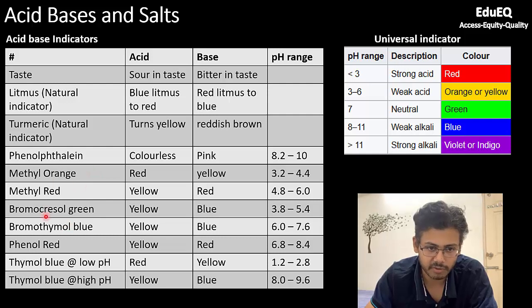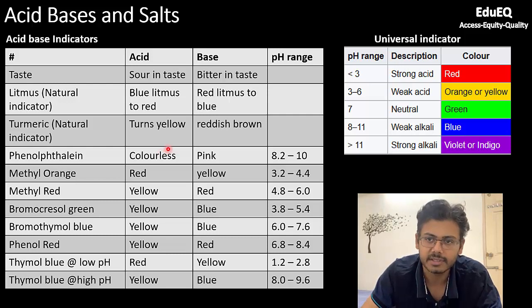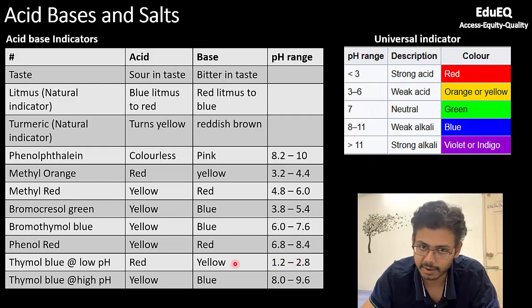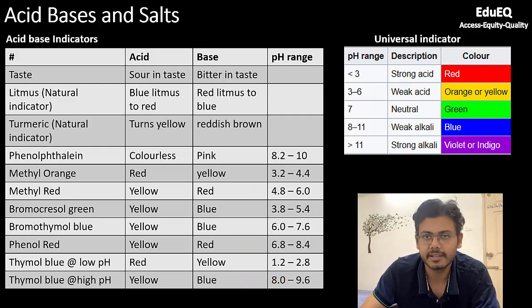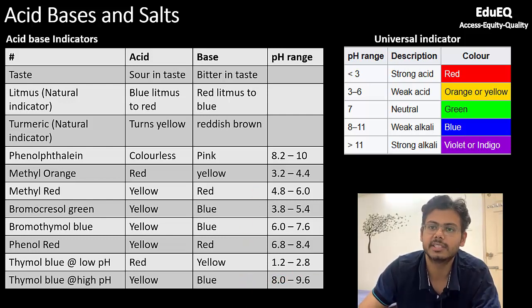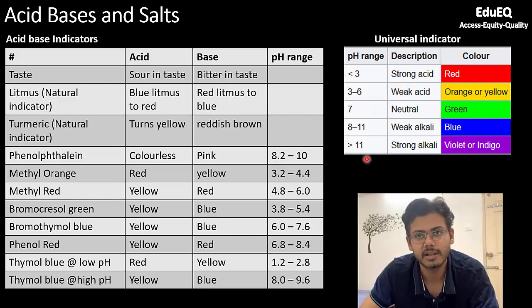If you combine 2 or 3 of these indicators so that it covers the entire range, then it becomes a universal indicator. What is highlighted here? For a low pH, you can use something called thymol blue, which will turn red in acid if the pH is between 1.2 to 2.8. You can also mix it with bromocresol green, and also with thymol blue, so that you have different color changes in the entire range, and it becomes a universal indicator because it is covering the range from less than 3 to more than 11.